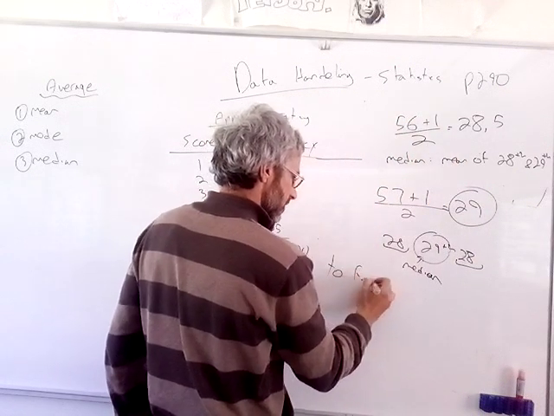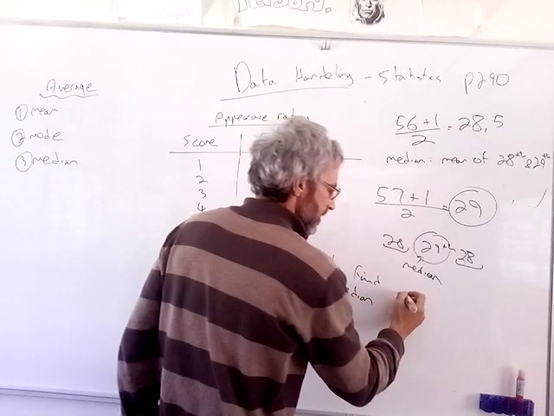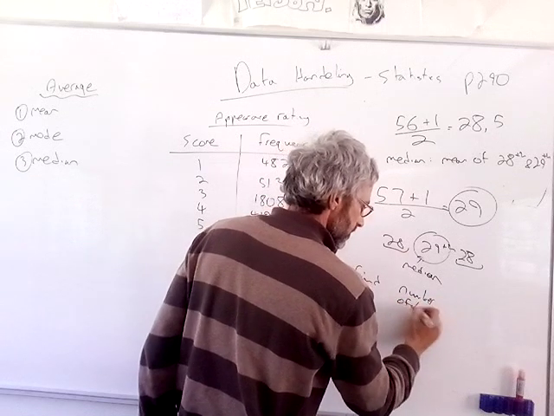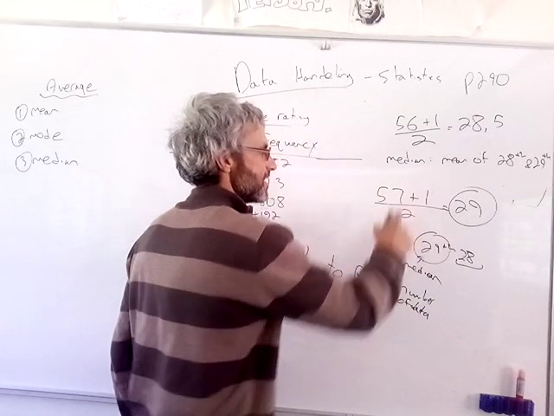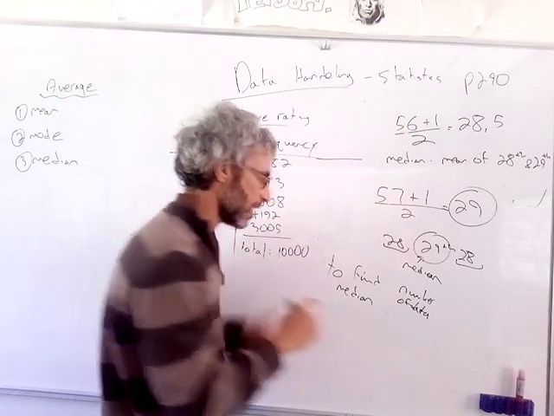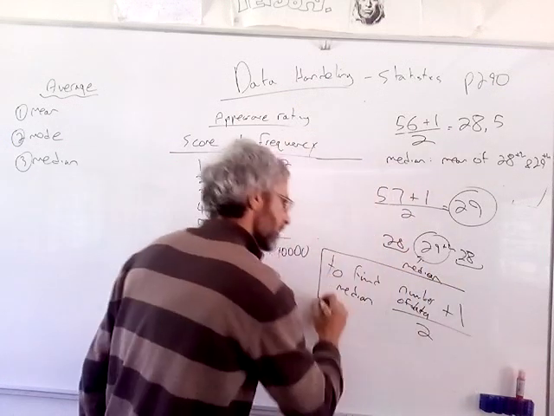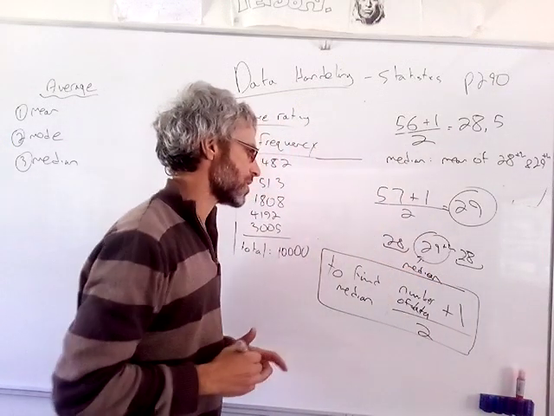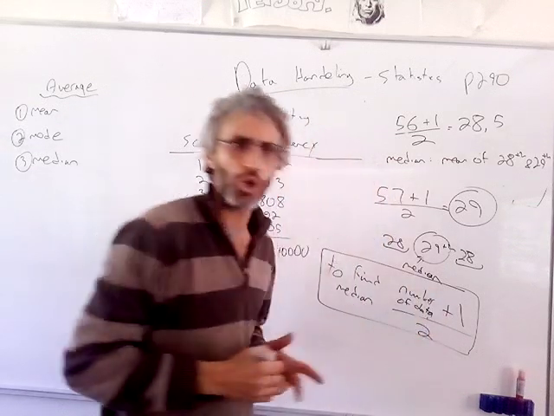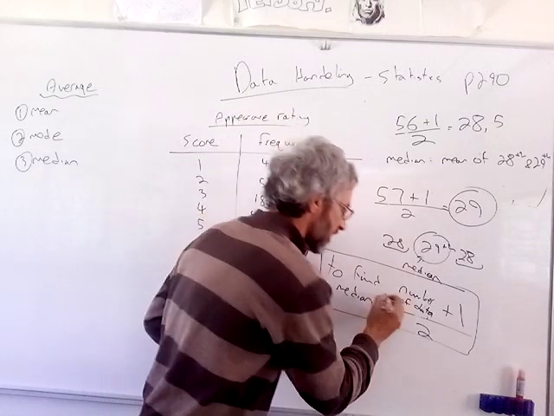To find the median, what you're going to take is the number of data. In this case it was 57, in this case it was 56, in this case it's going to be 10,000. Add 1, divided by 2. Okay, guys, please at this point just pause this video and copy that into your book. I think it's a very, very important formula. How to find a median without thinking too much.